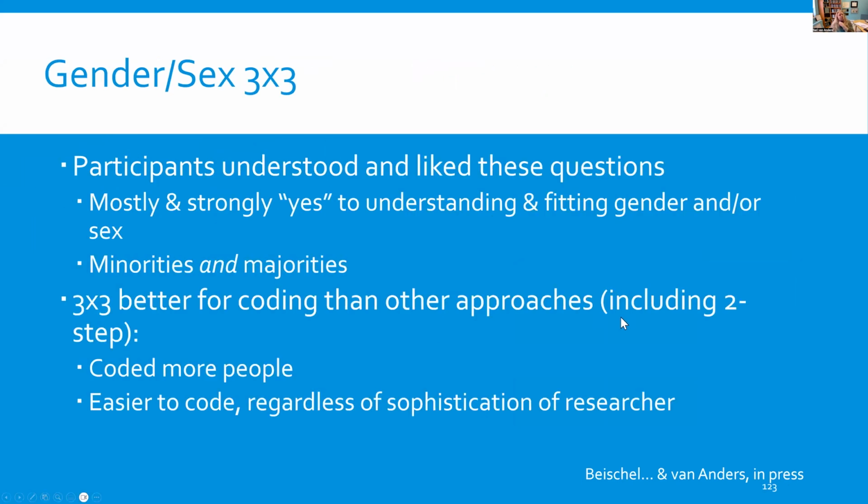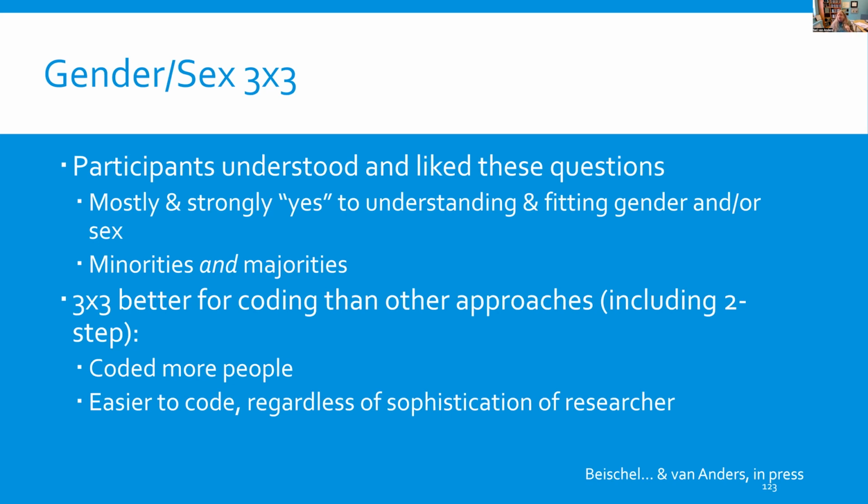And participants understood and liked these questions. We evaluated that, and they mostly and strongly said yes to understanding and fitting gender and/or sex. And this was true for minorities and majorities. We compared the 3x3 to other methods for asking about gender sex, including the two-step. And what we found is we were able to code more people with it, and it was easier to code, regardless of the sophistication of the researcher.